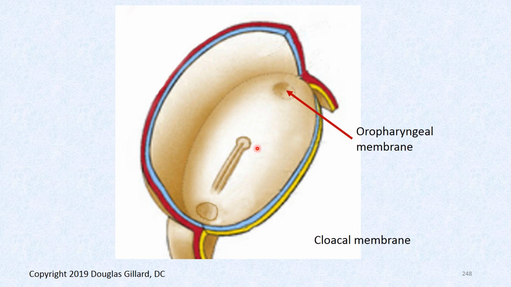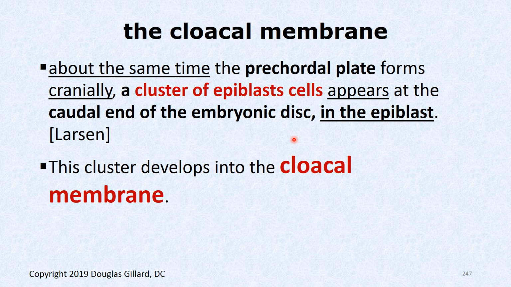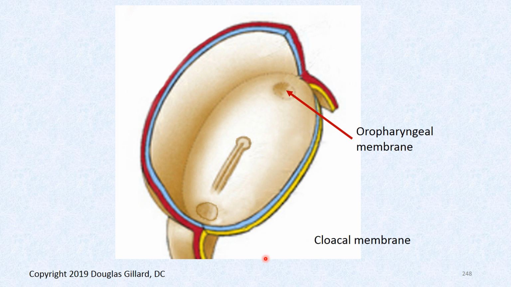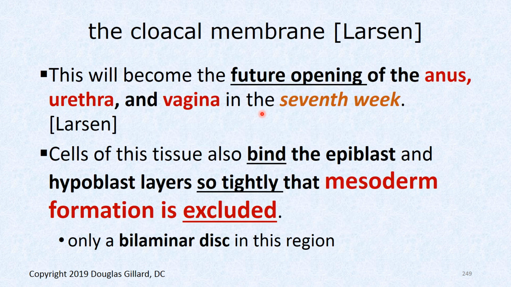So we've seen these pictures before. Whoops, did I got the wrong? No, I cut off the wrong arrow, didn't I? Cloacal should be going right to here. So that's going to become the anus, and it forms the vaginal opening, and the urethral openings will be formed from this tissue eventually. So this will become the future opening of the anus, urethra, and vagina. That doesn't happen until week 7, and the cells of this tissue also bind epiblast and hypoblast together.